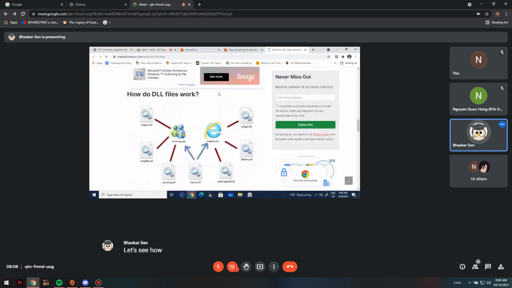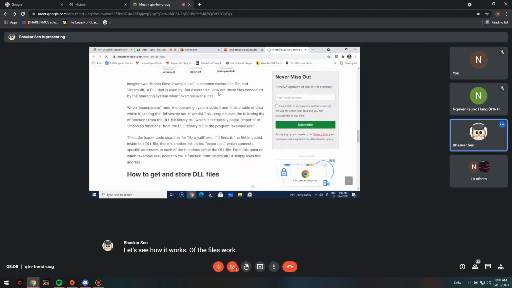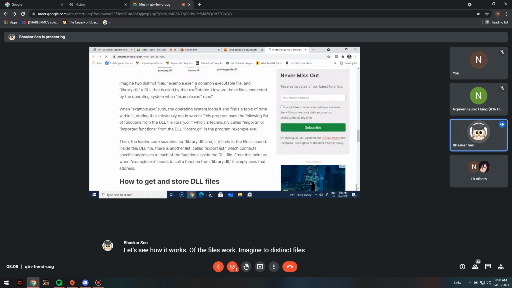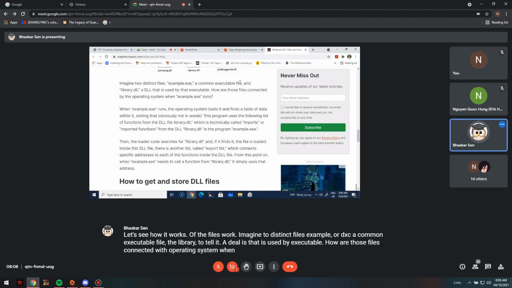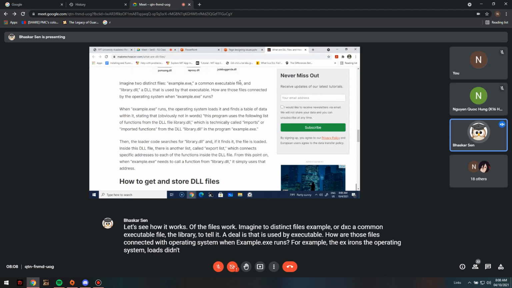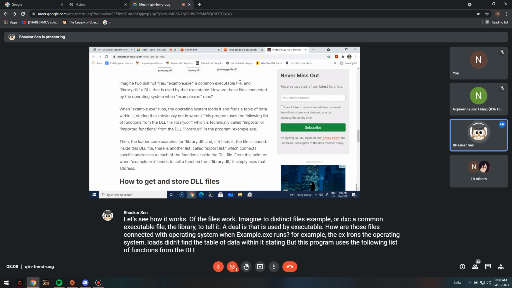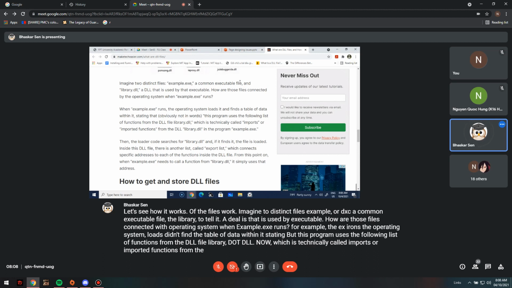Let's see how it works. How do the files work? Imagine two distinct files, example.exe, a common executable file, and library.dll, a DLL that is used by the executable. How are those files connected by the operating system when example.exe runs? When example.exe runs, the operating system loads it and finds a table of data within it stating that this program uses the following list of functions from the DLL file library.dll, which is technically called imports or imported functions from the DLL library.dll in the program example.exe.